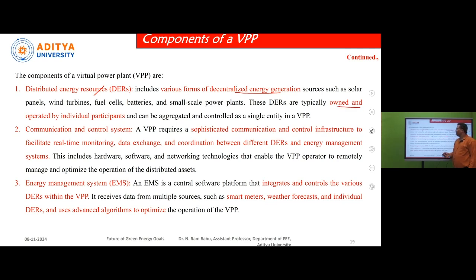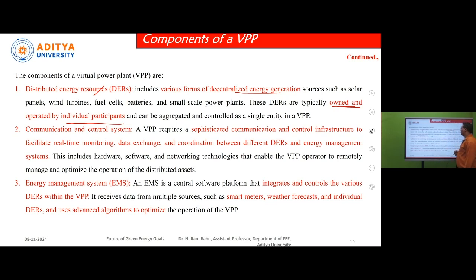That means even though these are installed at a particular house, they will be acting as a single unit, but they are individually owned. Suppose in my house the solar plant is installed, so I am the owner for that. In other house, some other plant is installed, he is the owner of it. So that's why they are typically owned and operated by an individual participant.